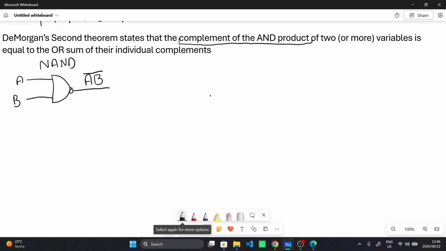So this is the complement of the end product, right? Now this says that the complement of the end product is, again, you can check, equal to the OR sum of the individual complements. So it says that A times B complement is the same as A complement plus B complement, right?